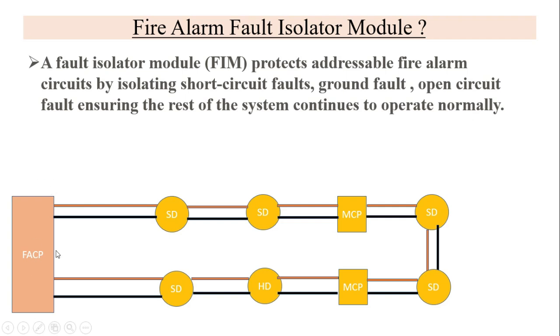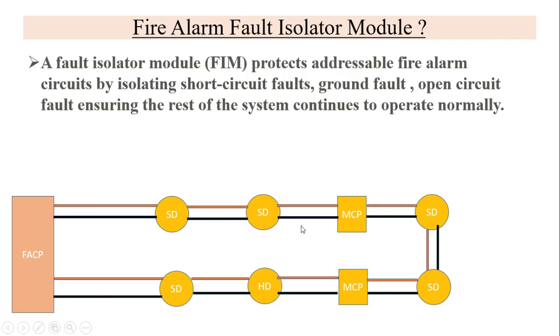Here I have taken an example. This is the fire alarm control panel, and from here, without isolator, it is completed as one zone, one loop. Since it is an addressable fire alarm system, one loop starts from a loop out from here. Here we have a smoke detector, then a smoke detector, an MCP manual call point, then a smoke detector. Again back to the input of the fire alarm control panel. So one loop is completed.